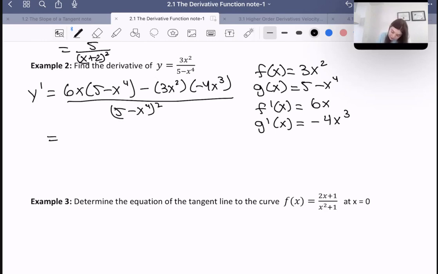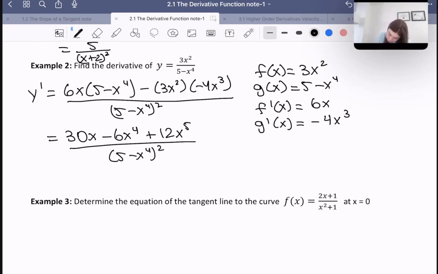So that's going to be equal to 30x minus 6x to the 4 plus 12x to the power of 5 over 5 minus x to the power of 4 squared. And there's actually no more like terms here that we can add up or anything. We could factor a 6 out or an x out or things like that, but that's not really necessary. We can stop right here and say this is our derivative that we found.